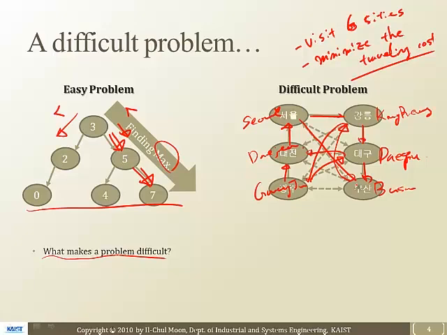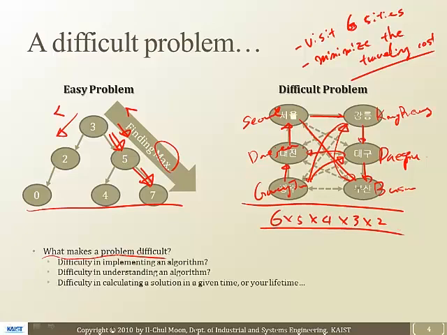Because this problem has how many solutions? Actually, the true solution is just one route of travel, but there are how many possible answers? Actually, there are this many possible answers, right?